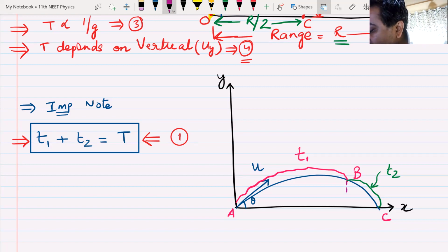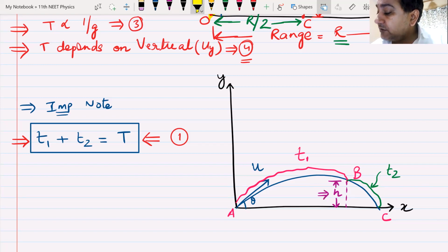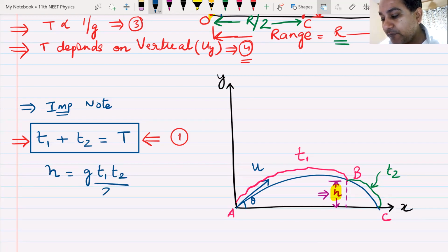Now, let me call the height from the ground to B as h. I hope everyone can see this h. The height of point B is h. Now again, there is a small thing that you must remember about this point. It's very easy to derive as well, but I will not go into the derivation. You just have to remember the value of h. The value of h will be equal to g times T1 T2 divided by 2.